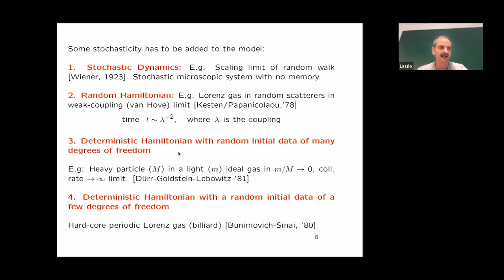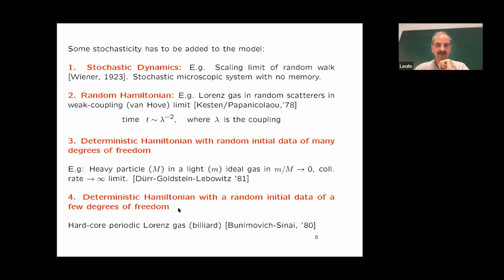I'm not going to discuss them, but they are there. You can also consider a deterministic Hamiltonian, but with random initial data. That's another way of putting in randomness. This is more like Einstein's model, actually, when you have a heavy particle with a big mass, and then it's immersed into a light ideal gas consisting of point-like light particles which do not interact.